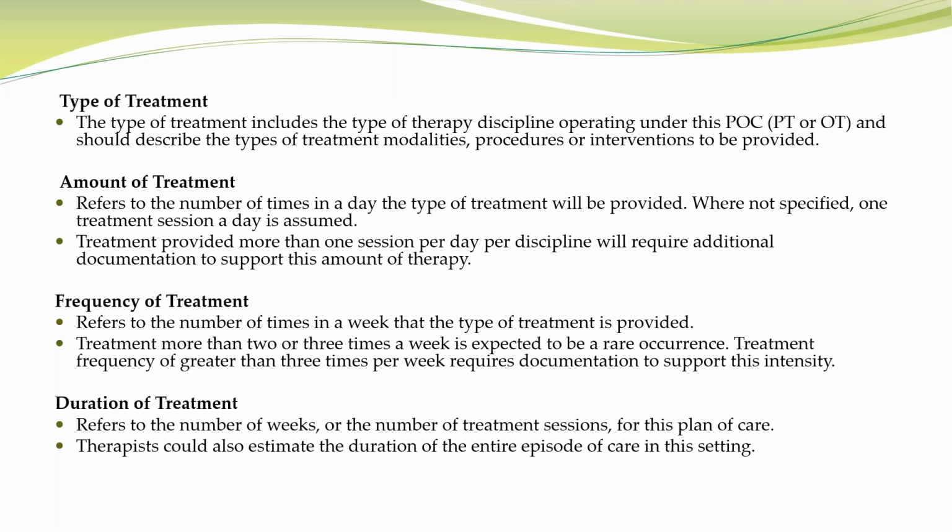Frequency refers to the number of times a week. Treatment more than 2 or 3 times a week is expected to be rare. Treatment more than 3 times a week requires documentation to support that intensity. So if you do plan on doing more than 3 times a week, you do need to specify why in your documentation, why the patient needs therapy more than 3 times a week. And duration refers to the number of weeks or number of treatment sessions for the plan of care. The therapist could estimate the duration of the entire episode, but you can also give a general estimate. You can say 12 weeks, 16 weeks, 6 weeks, and that can change throughout therapy if necessary.